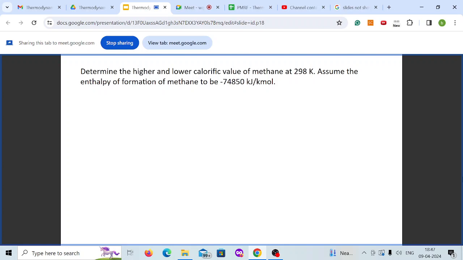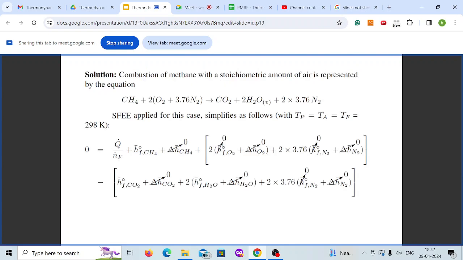So the next question is: determine the higher and lower calorific value of methane at 298 Kelvin. Assume the enthalpy of formation of methane to be minus 74,850 kilojoule per kilomole. Again for methane we write a stoichiometric amount of air. What does the complete combustion equation look like? 1 mole of methane requires 2 moles of air, which gives you carbon dioxide plus 2 moles of water in vapor form, plus 2 into 3.76 moles of nitrogen.